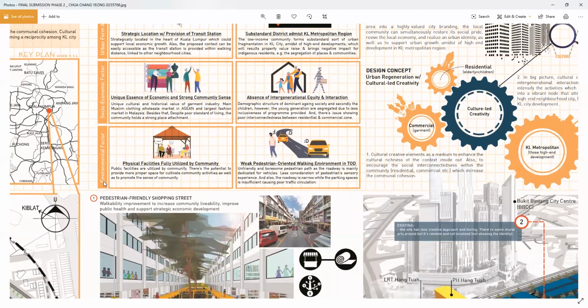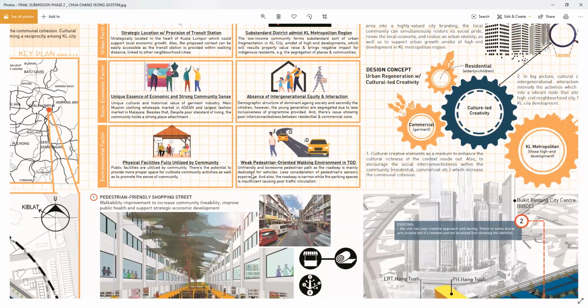Then we move to the environmental factors. The negative side will be the weak pedestrian-oriented walking environment in TOD. So our site has an unfriendly and boring pedestrian path because the roadway is mainly dedicated to vehicles. There is less consideration for the pedestrian sensory experience, and also the roadway is very narrow, hence the parking space is insufficient, causing poor traffic circulation.